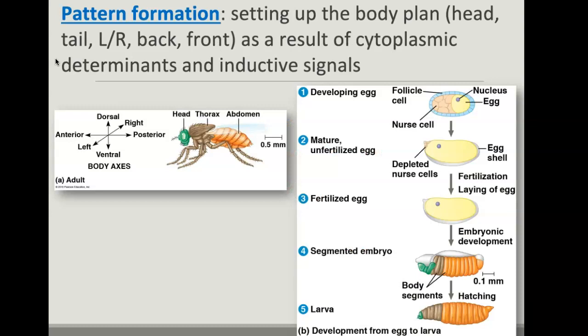There are molecular cues in an egg or an embryo that control pattern formation. Pattern formation is the setting up of the body plan, whether it's head, tail, left, right, back, or front, as a result of the cytoplasmic determinants that the mom has and inductive signals that the cell can receive from neighboring cells. Fruit flies are a perfect example of how a fruit fly develops from the egg in the mom to being laid and into a larva, which will eventually turn into an adult.